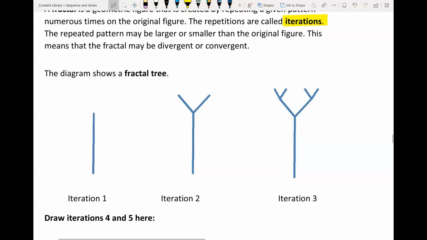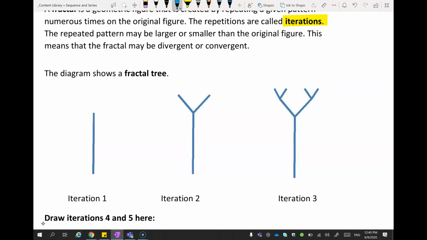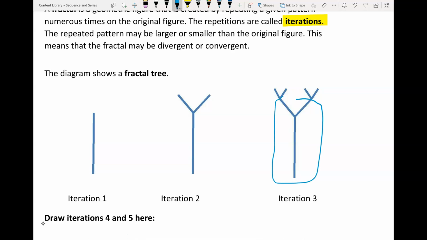The following diagram shows a fractal tree. So we have the first iteration here, which looks like it's just one branch. Then iteration 2, we have 2 new branches on top of that. Iteration 3, we have iteration 2 in here, which is this part of the picture, and then we added 4 more branches.